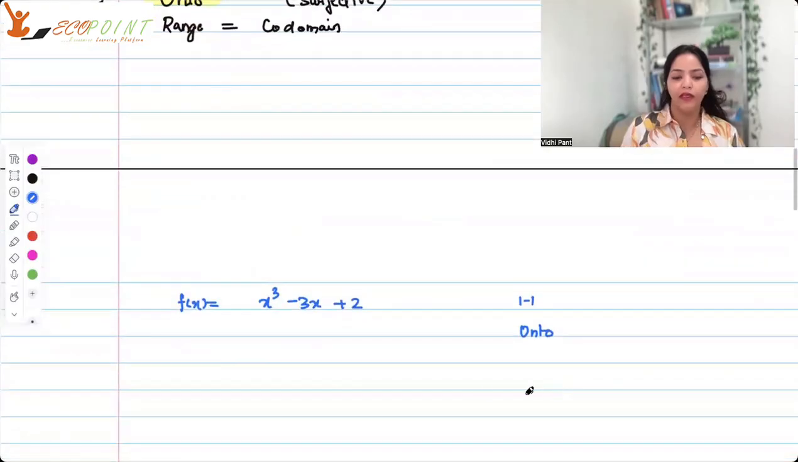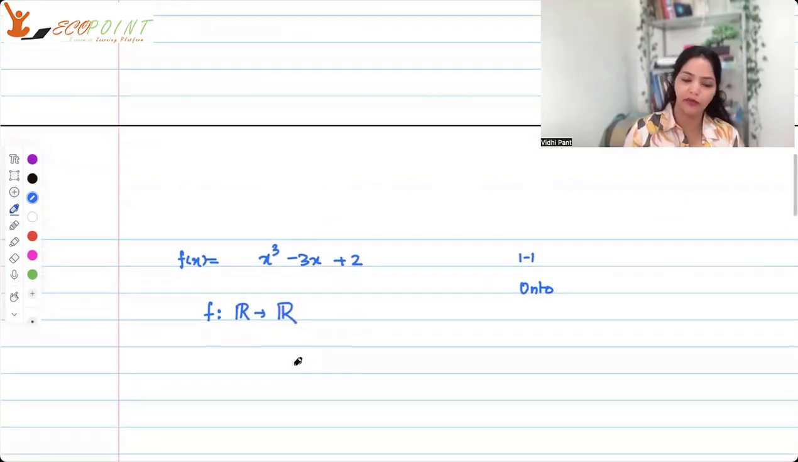Now, when nothing is provided to you about your A and B, always assume that the function is a real function. That is, it's from R to R. The possible inputs are real numbers, the possible outputs are also real. Now, for injectivity, what to do?